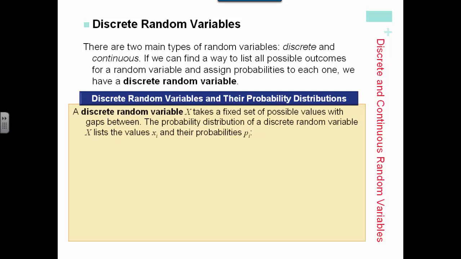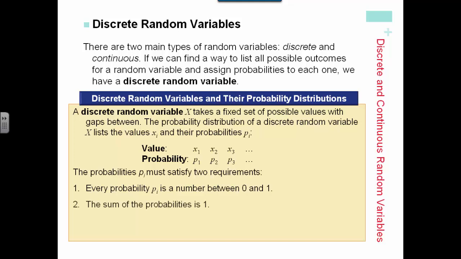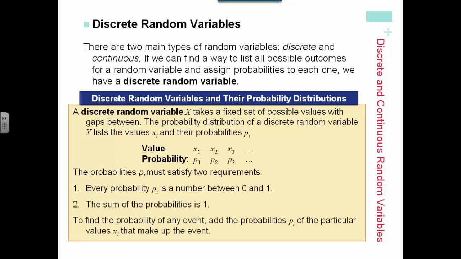A discrete random variable takes a fixed set of possible values with gaps between. The probability distribution of a discrete random variable X lists the values and their probabilities. It must satisfy 2 requirements for the probabilities. Every probability is a number between 0 and 1. The sum of the probabilities equals 1. And to find the probability of an event, you add the probabilities of the particular values that make up the event.